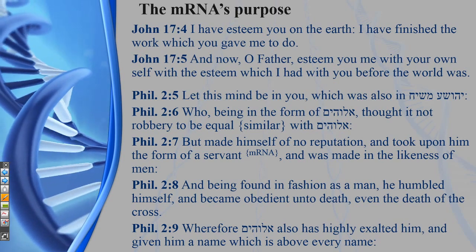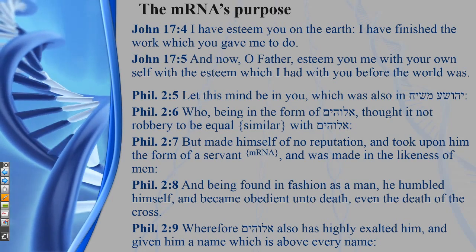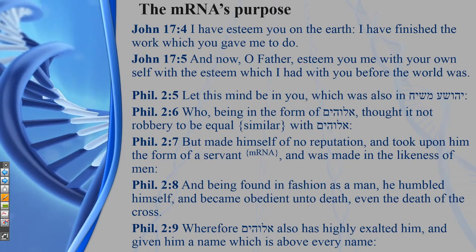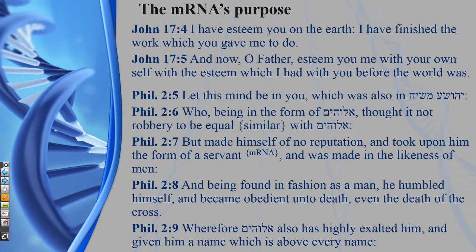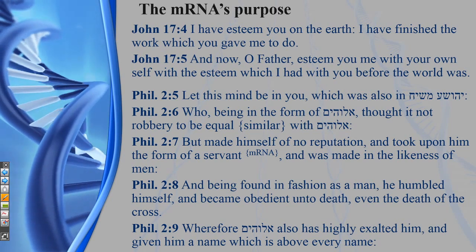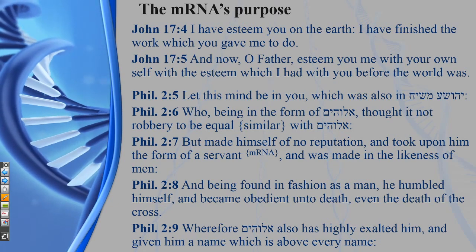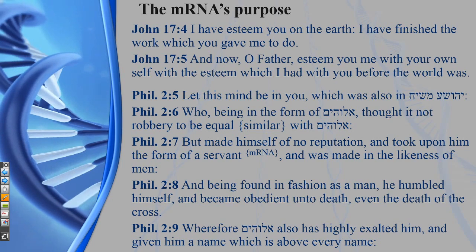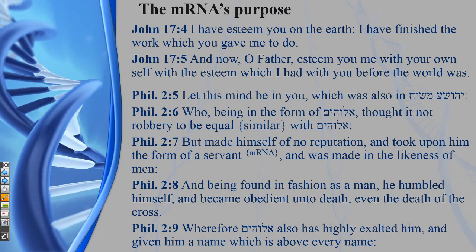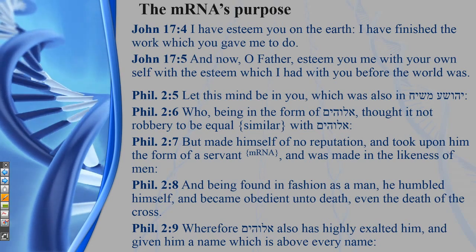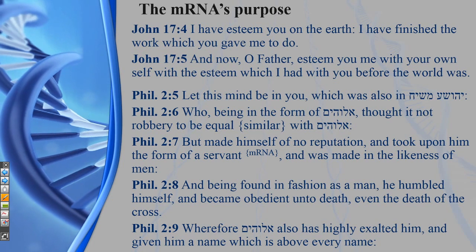Philippians 2:5 says, let this mind be in you, which was also in Yahushua the Mashiach, who being in the form of Elohim, thought it not robbery to be equal or similar with Elohim, but made himself of no reputation, and took upon him the form of a servant. Remember, the messenger RNA comes out as the messenger or the servant on behalf of the DNA. Is everyone with me so far?